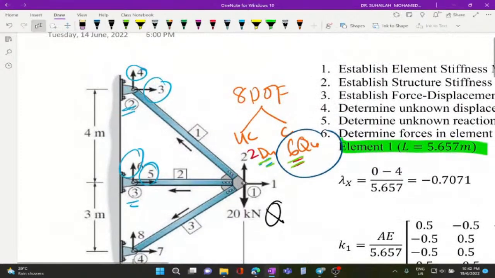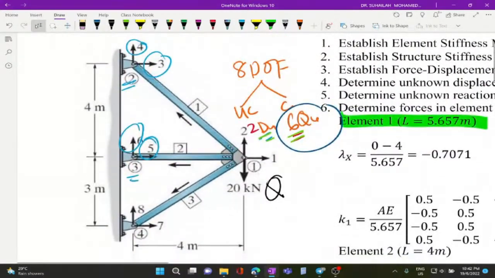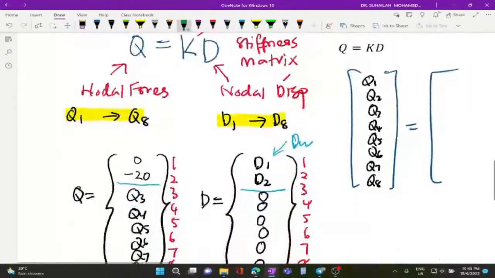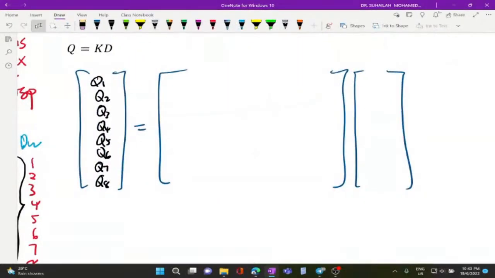All of this is due to the pin supports. There are 3 pin supports, which means 6 unknown reactions, labeled as Q3 until Q8. So we should keep the symbols Q3 until Q8 in the equation.